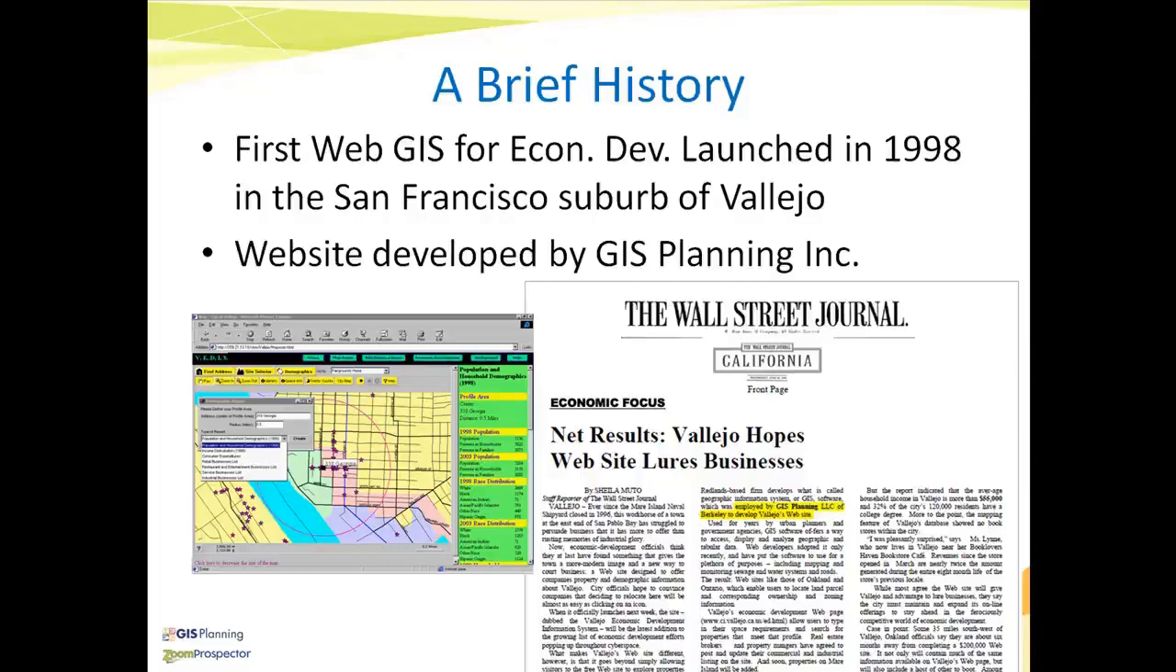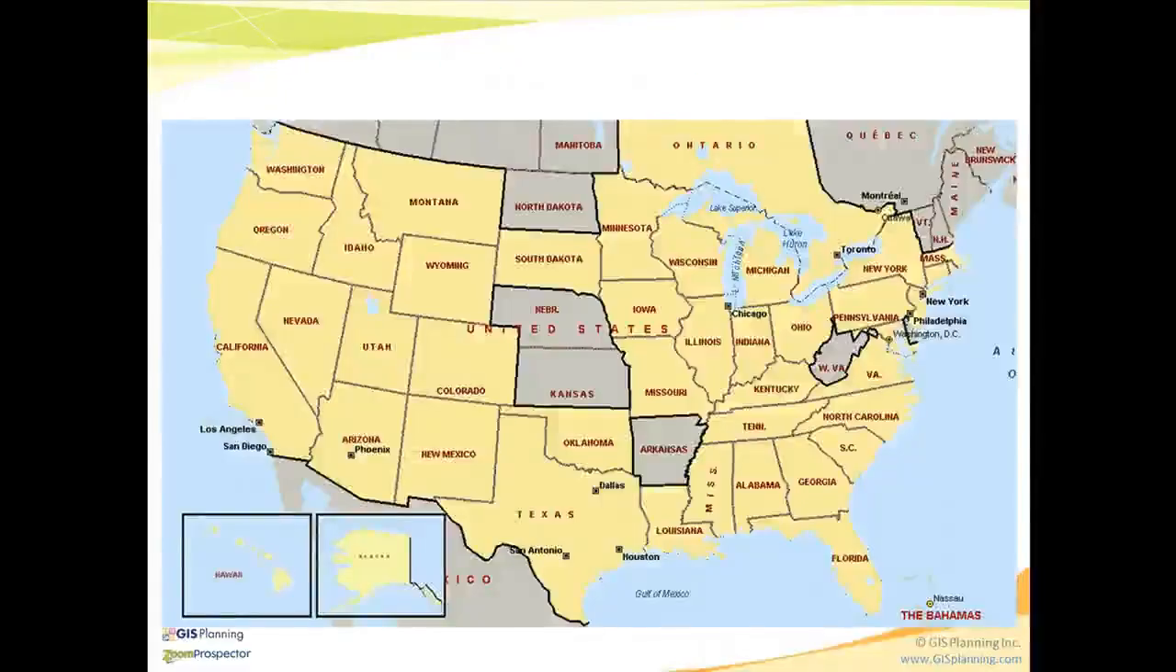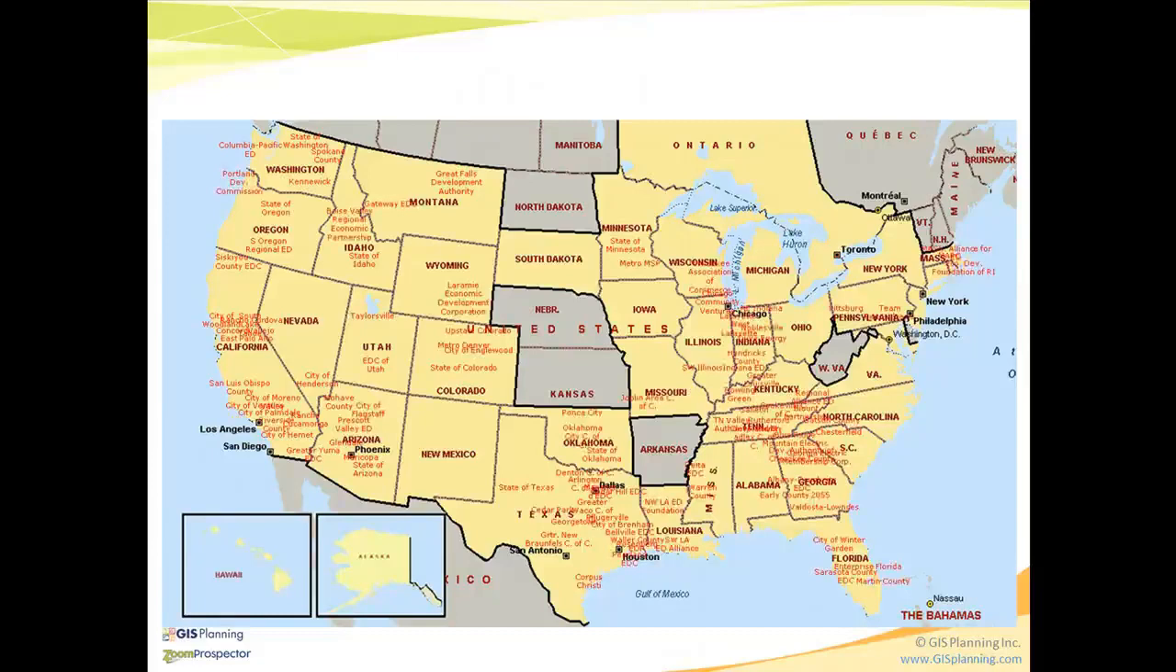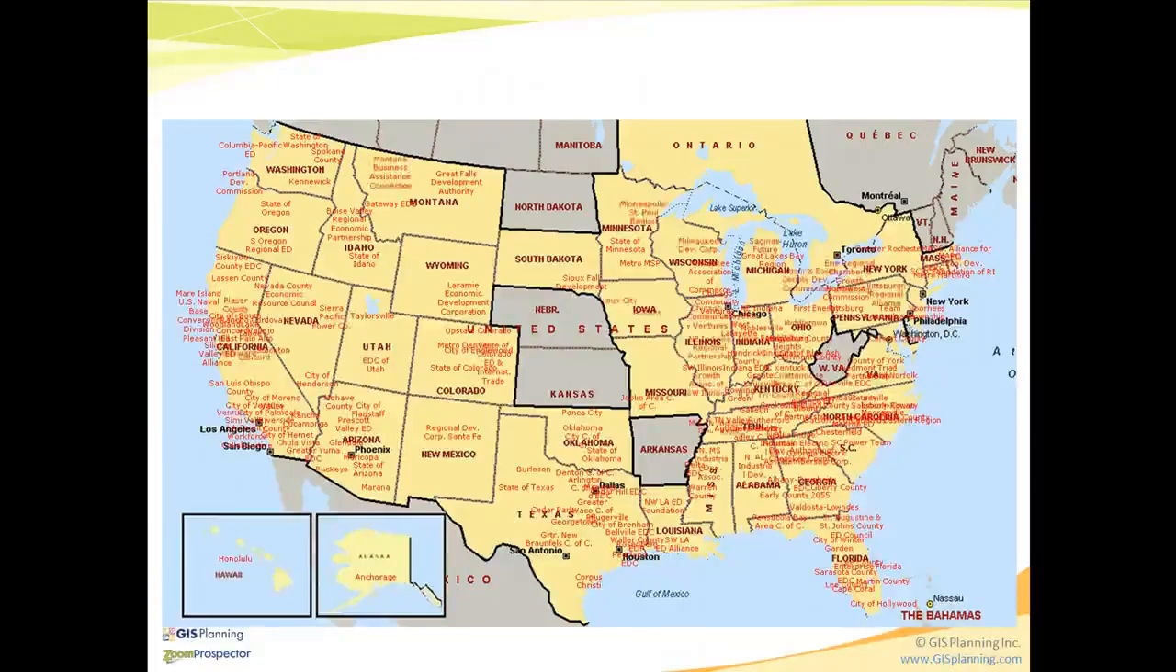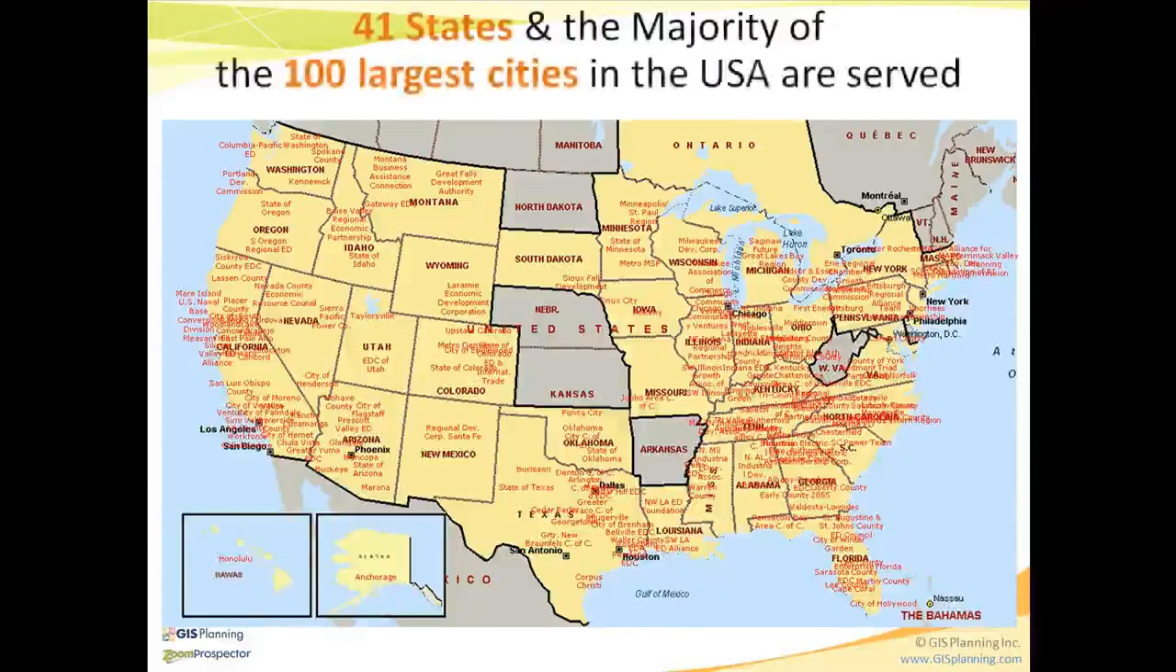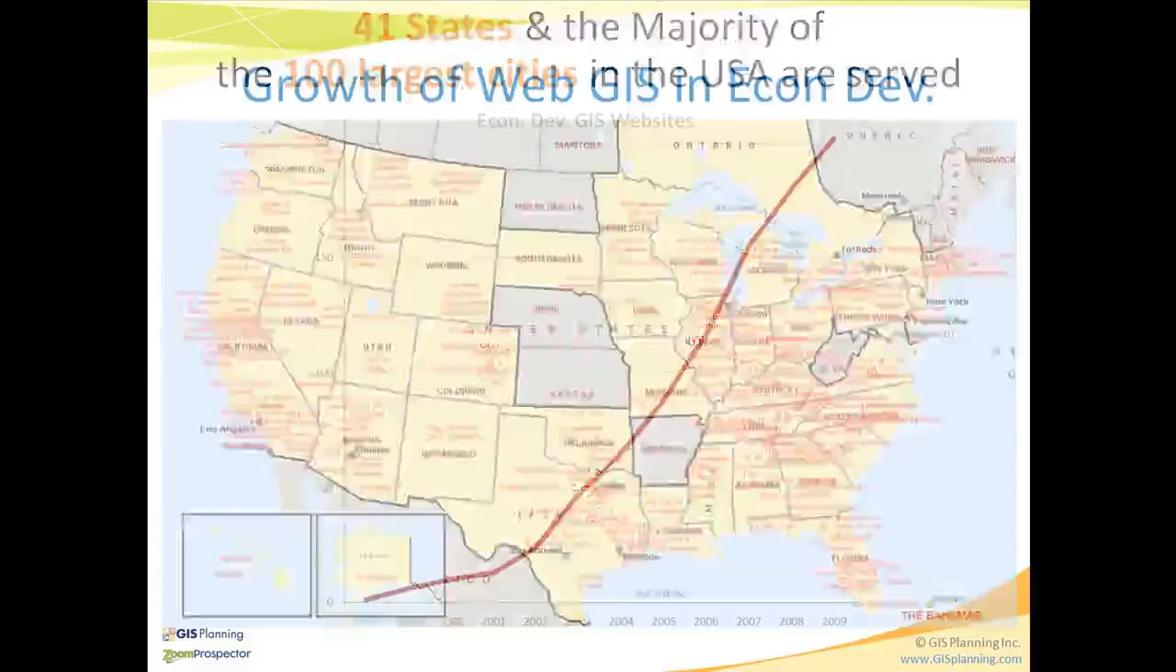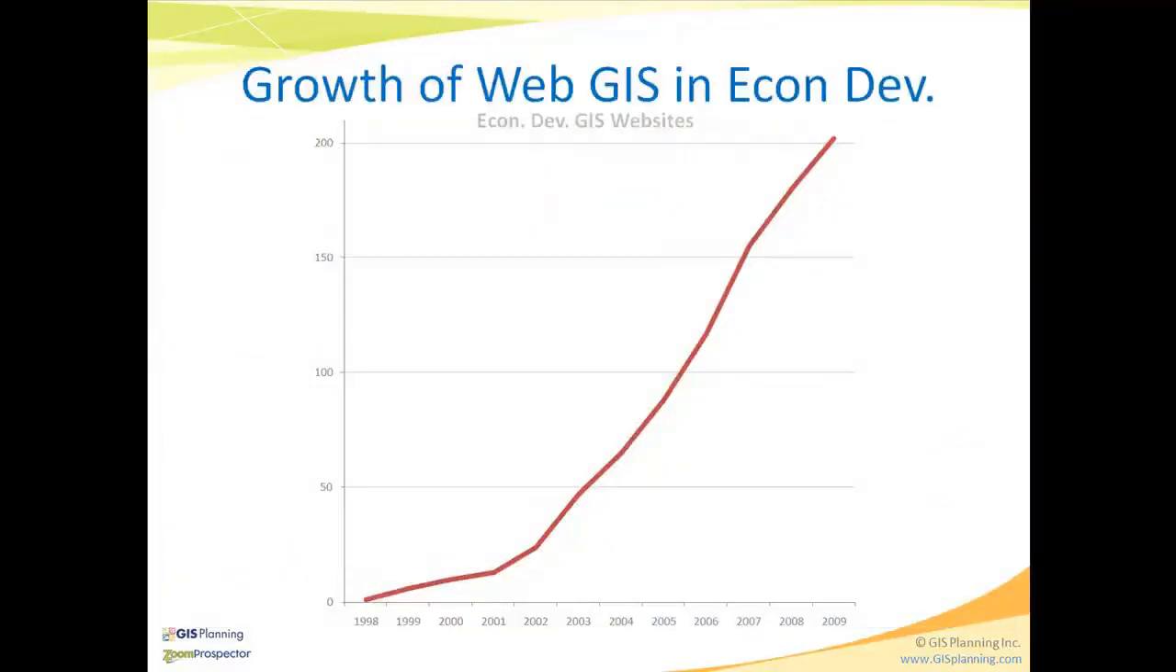So this project, which started in Vallejo, started propagating and replicating all across the country with economic development organizations in many states implementing this technology. So today it's quite pervasive. Now let's look at it across time. So from the time that it started, the first one was launched in 1998, you really see a hockey stick of growth on this chart showing many hundreds of economic development organizations which have implemented it. And this chart takes you to 2009.